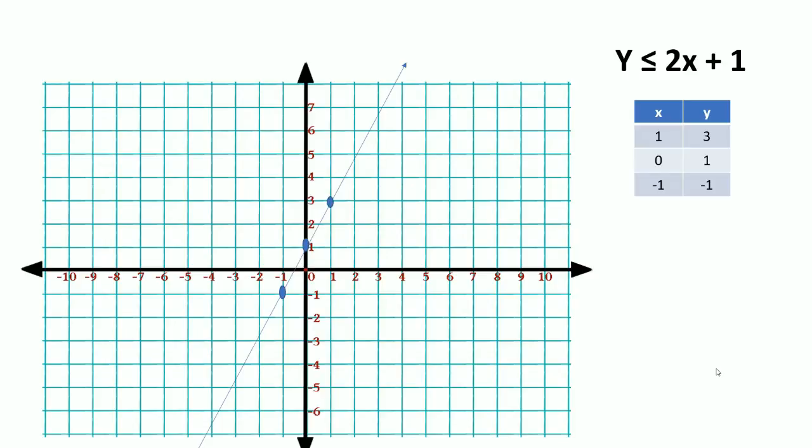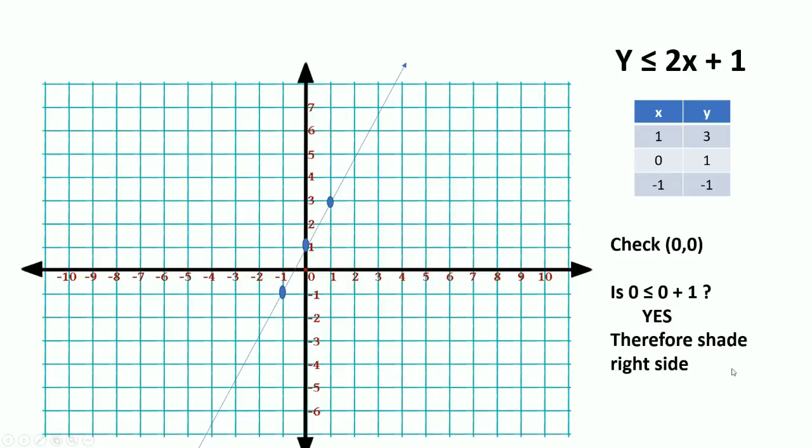Since the origin, 0, 0, is not on the line, I'm going to choose that as my test point. So I'm going to check 0, 0. And I'm going to plug in 0 for x and 0 for y and ask myself the question, is 0 less than or equal to 0 plus 1? And the answer is yes, it is. 0 is less than 1. And therefore, I'm going to shade the right-hand side of the line, the side that contains that test point.